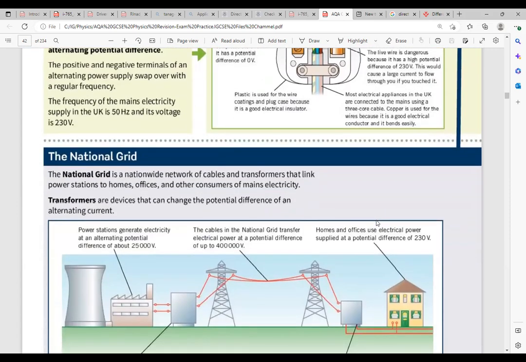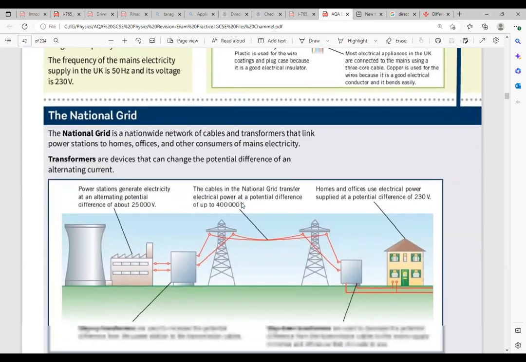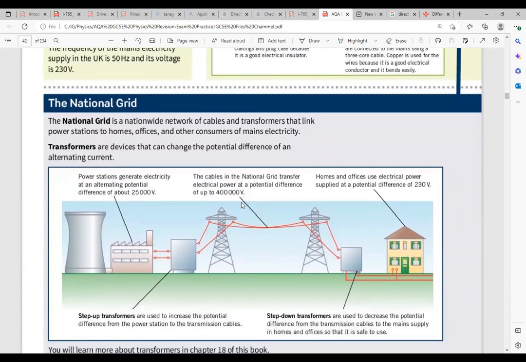Okay, national grid. The national grid is a national network of cables and transformers that link power stations to homes, offices, and other consumers of mains electricity. Transformers are devices that can change the potential difference of alternating current. Here is a power station generating an alternating potential difference of around 25,000 volts.